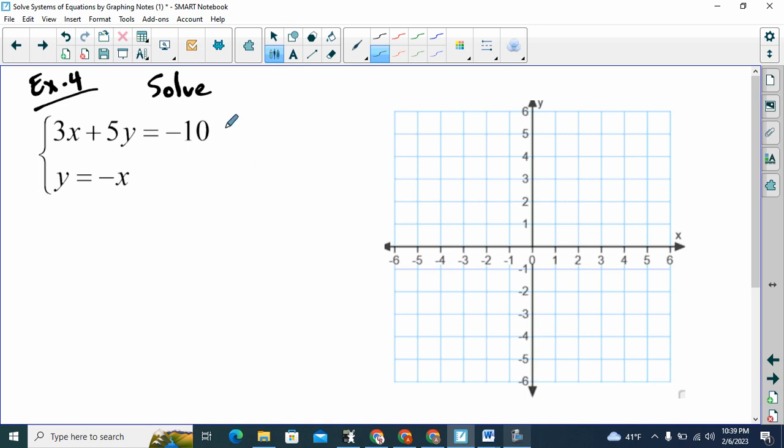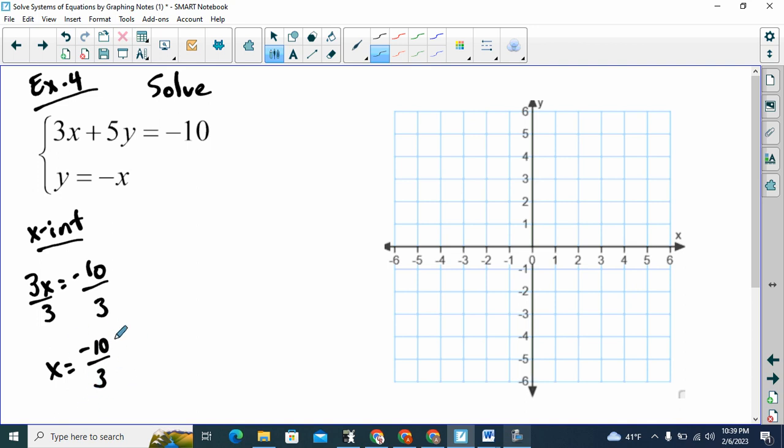Right away, we notice that this first equation is in standard form. My x and y are on the same side. So let's start to get the x-intercept and the y-intercept. X-intercept, if I put in 0 for y, it says 3x equals negative 10. And I divide both sides by 3. And I get x equals negative 10 divided by 3. Well, that doesn't come out even. It also doesn't reduce. It's negative 3 1/3, or really just negative 10 over 3.